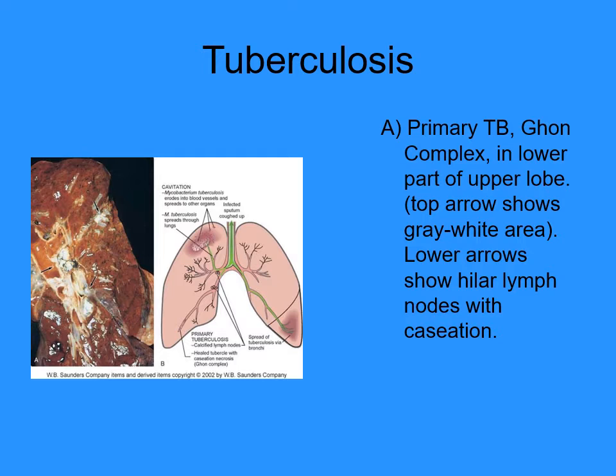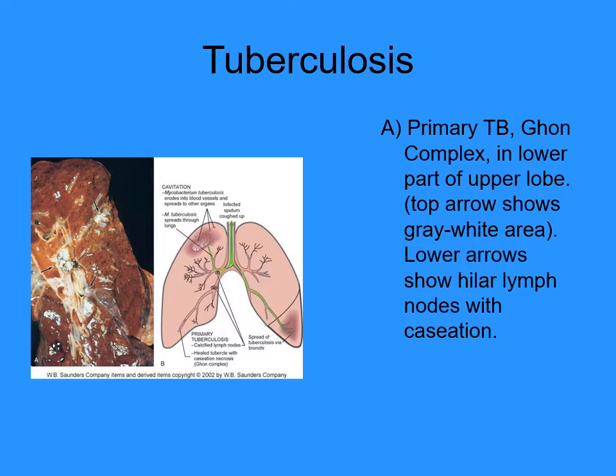This picture is showing you on the left primary tuberculosis. It is showing you a Ghon complex in the lower part of the upper lobe. The top arrow shows the white-gray area. The lower arrow shows something near the hilus. So this is a hilar lymph node with caseation, and you can see how white that looks there. That's the area of necrosis.